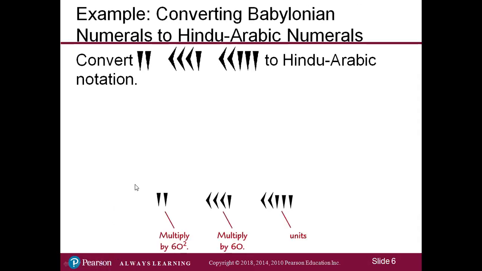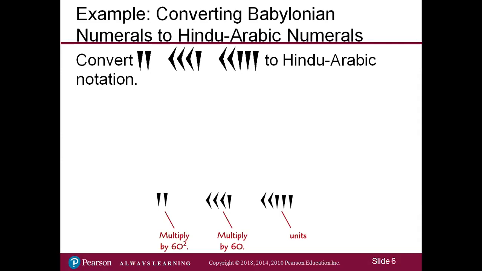Convert 2 strokes, space, 3 boomerangs, 1 stroke, space, 2 boomerangs, 3 strokes to Hindu-Arabic notation. This might look like 2 space 31 space 23 to us, which is a good way to think about it.